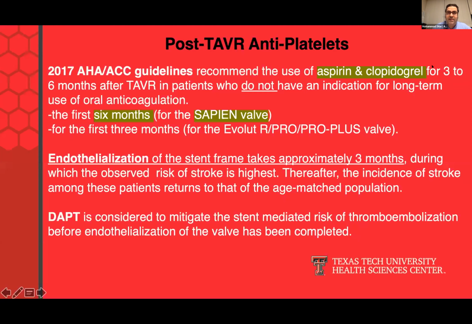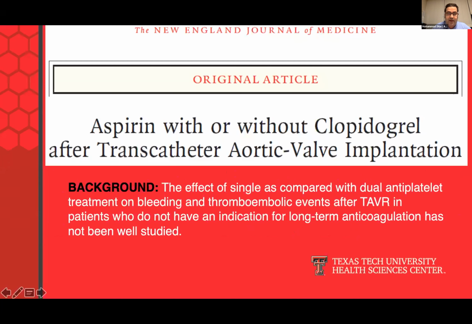So in 2017, the AHA and ACC came up with guidelines for aspirin and Plavix, clopidogrel, for 3 to 6 months after TAVR, for patients who do not have any indication for long-term oral anticoagulation: the first 6 months for the SAPIEN and the first 3 months for the Evolut. The reason was that endothelialization of the stent frame takes approximately 3 months, which we saw in pathological slides. So going from there, multiple studies and meta-analyses were done.